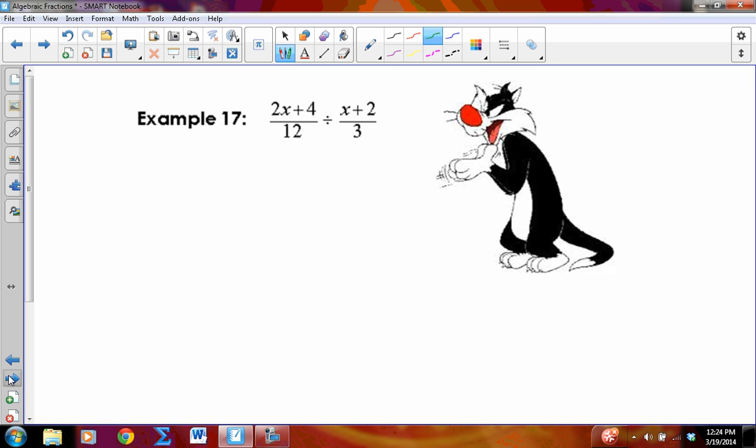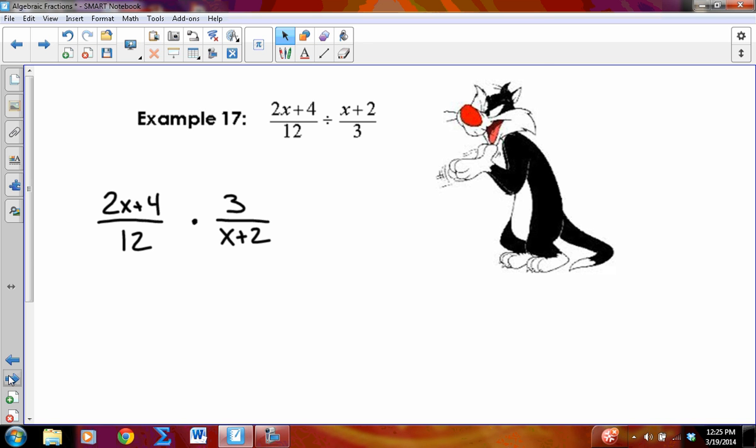Okay, our first algebra one, we're going to do stay, change, flip. The first fraction stays the same. We change the division sign to multiplication, and we flip the second fraction. Okay, next step after stay, change, flip is factor each numerator.